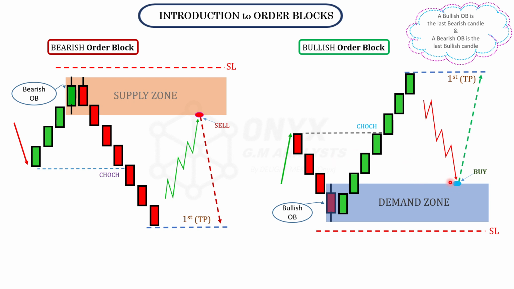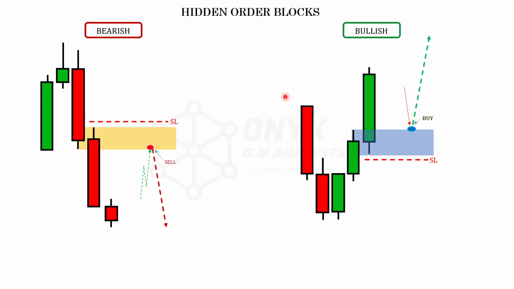So in this case you would buy here, and then you put your stop loss below the most recent low, and the most recent high becomes your target, and that's it. So this is just the standard order block. Let us move.